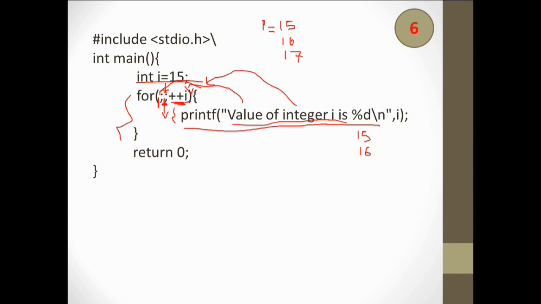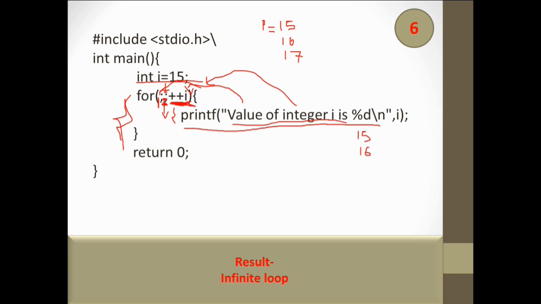If the value of I becomes 0, then only this condition becomes false, because we consider the 0 value as a false value in C programming. Here the operation is increment. We are incrementing the value of I, so you will never get the I value as 0, so it will execute infinite times. Okay, let's see the next question. First see the result of this. This is the infinite loop.